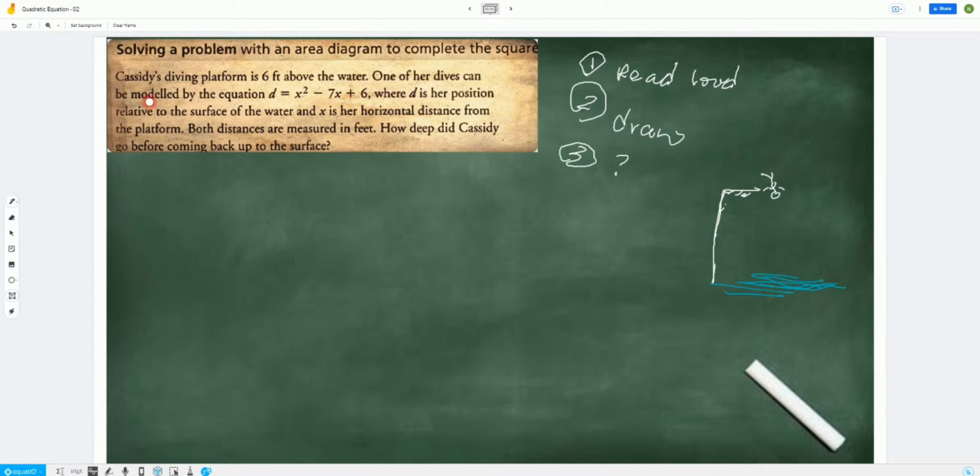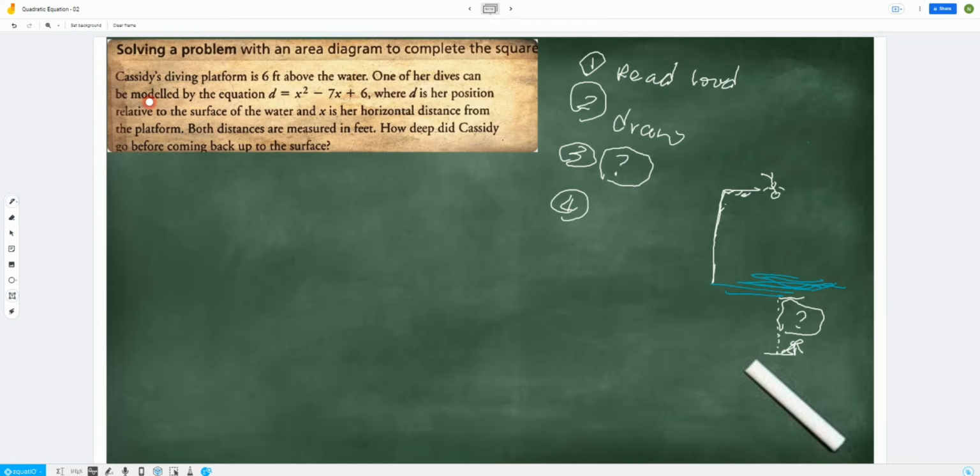Third, what does the question ask you to find? The question asks how deep Cassidy went before coming back up to the surface. It looks like Cassidy dives and jumps into the water and goes somewhere. It means how deep. If Cassidy is here, how deep? So it looks like we find the distance beneath the surface. Okay, fourth, list what is given.